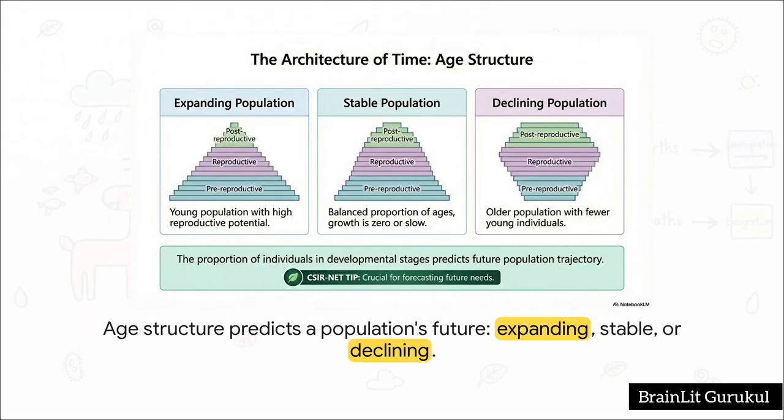Now, this is like having a crystal ball for a population's future. Seriously, these age pyramids can tell you exactly where things are headed. If you see a wide base with tons of young ones, that population is ready to boom. If it looks more like a column, it's pretty stable. But if it's top-heavy with way more old individuals than young, that population is probably headed for a decline. It's an incredible forecasting tool.